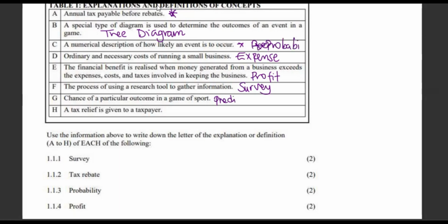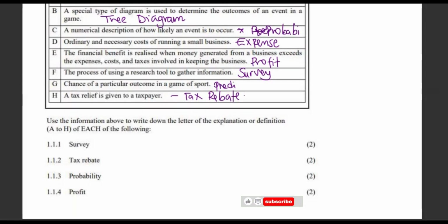The likelihood. Okay, a relief or a tax relief is given to a taxpayer. This is tax rebate. So we've seen what we are going to answer here. A has nothing there to say. Okay, a survey, we are saying it's C. F. Tax rebate, it's H. Probability, we are saying it as C. Profit, it's E. Each carrying 2 marks. All right.